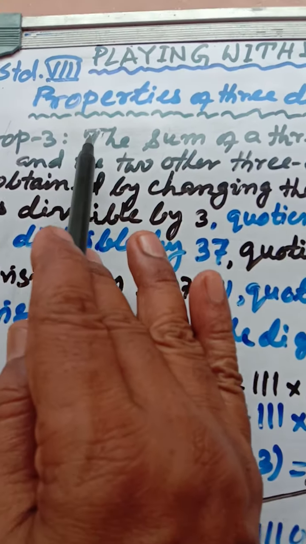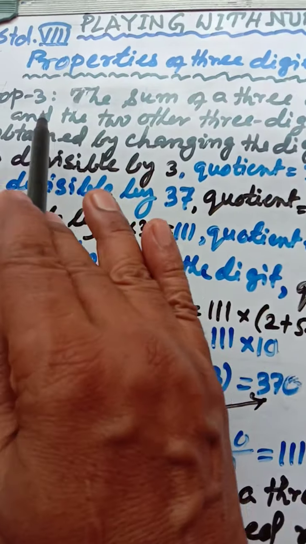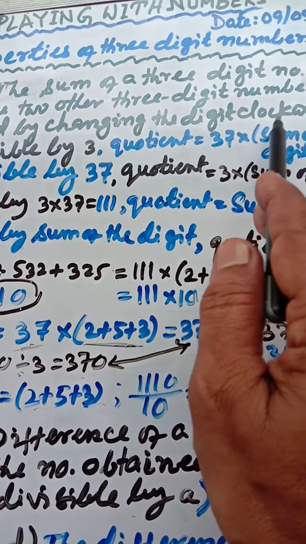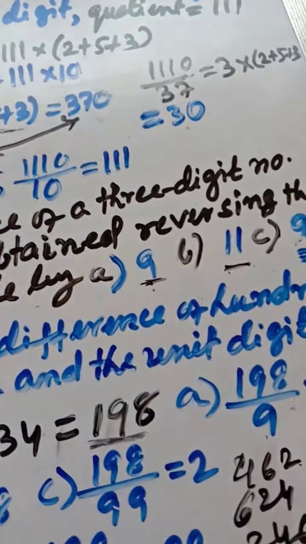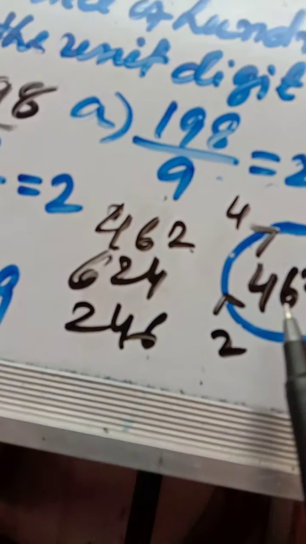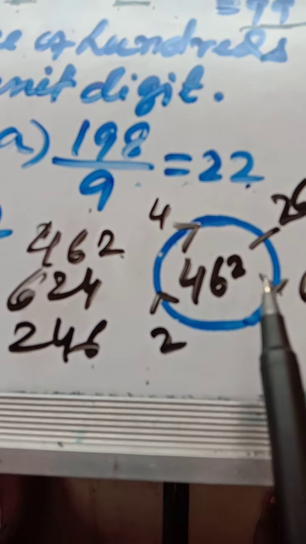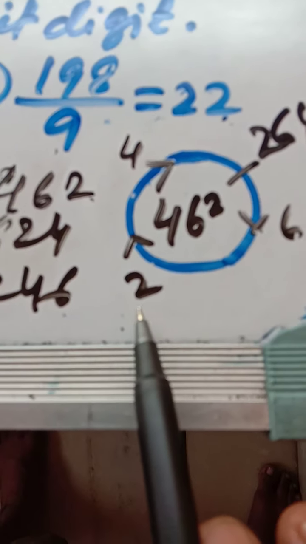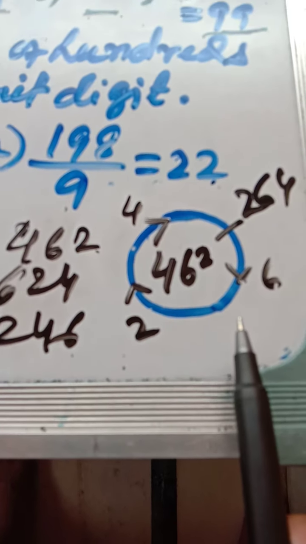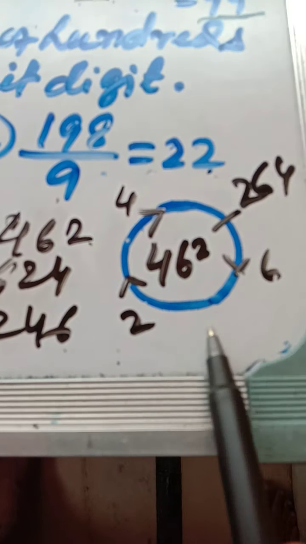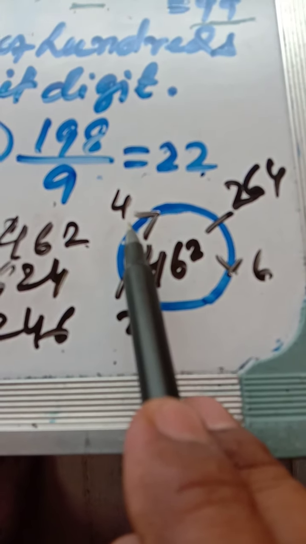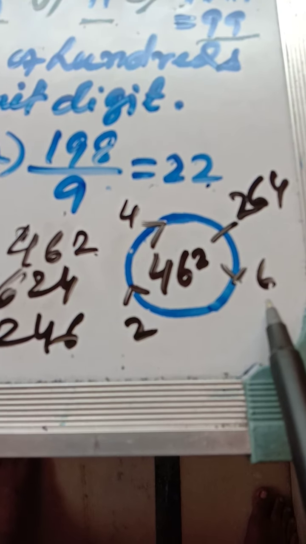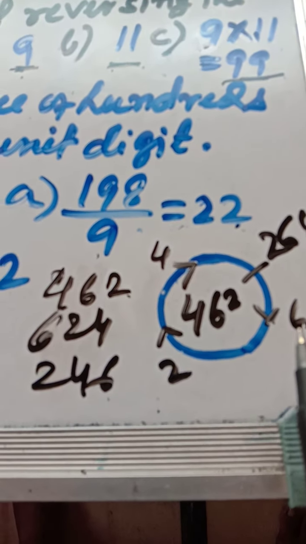Property 3 says that the sum of a three-digit number and the two other three-digit numbers obtained by changing the digits clockwise is divisible by 3. Let us take an example: 462, a three-digit number. If you change the digits clockwise, 6 2 4 will be the next number. Then if you rotate further, 2 4 6 will be the next number. That is what clockwise changing of a three-digit number means.